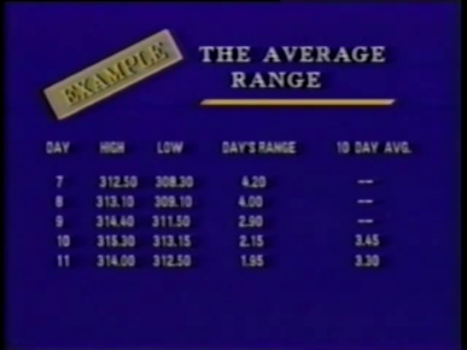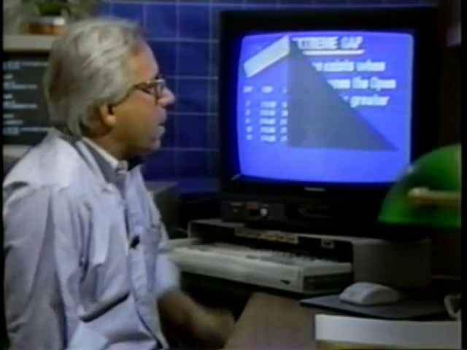On this slide here, you can see as we get to day 10, the 10-day average range is 3.45, whereas the day's range was only 2.15. You just take the 10, you divide it, and you can do this with a calculator and see it should be correct. Then you have the average on day 11: you drop day 1, you add day 11, and you have 10 days, divide by 10, and again you get 3.30 here. This is all simple math.